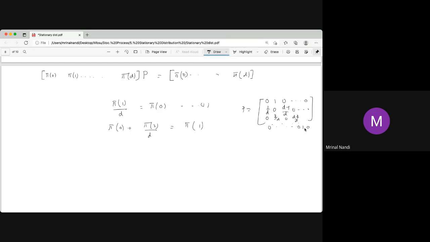And if we write all these equations, is it 2 by d or 1 by d? For the Ehrenfest chain, the next one is 2 by d, sorry. Right? Yes. For the Ehrenfest chain, the next one is 2 by d, right? So you have the other equations also something like that.